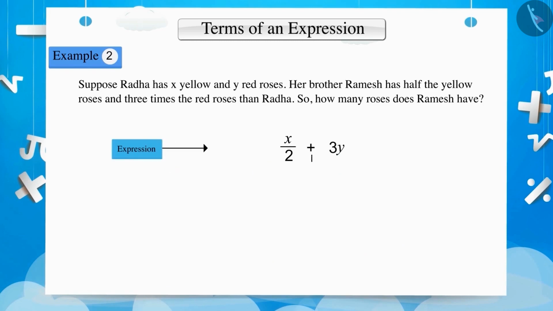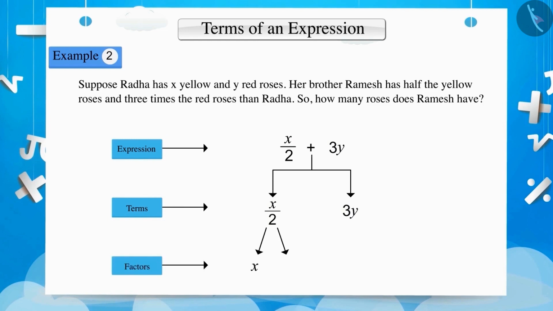In this expression also, we have two terms. The first term is x by 2 and the second term is 3y. Thus, the factors of the first term of the expression, x by 2, are x and 1 by 2, and the factors of the second term, 3y, are 3 and y.